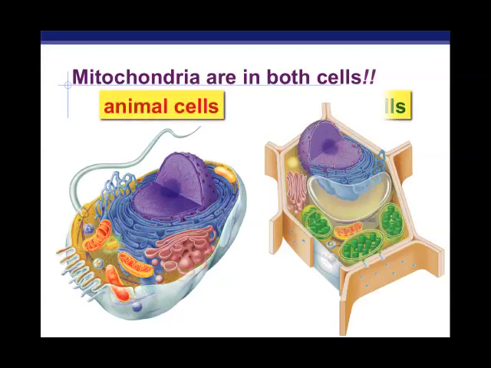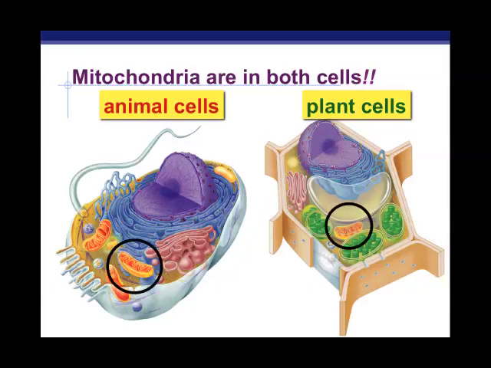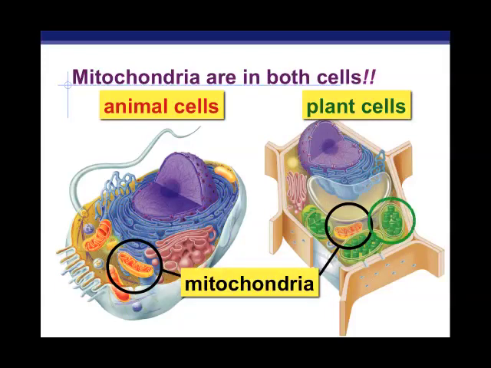Animal cell on the left, plant cell on the right. You can see the central vacuole, the mitochondrion, and the chloroplast. They're going to be outlined. There's the mitochondria. And there's a chloroplast, only in plant cells.